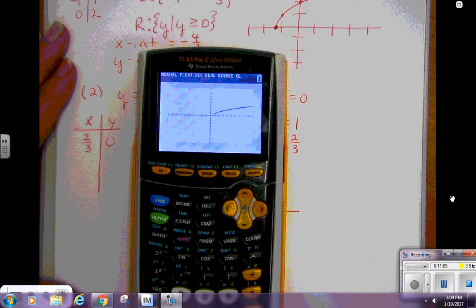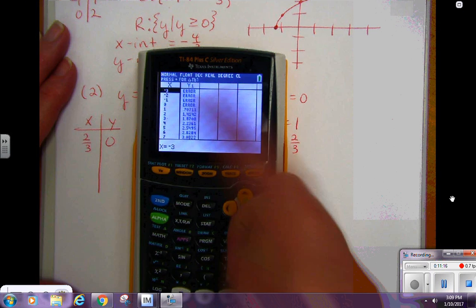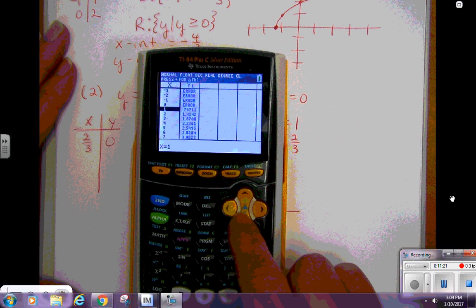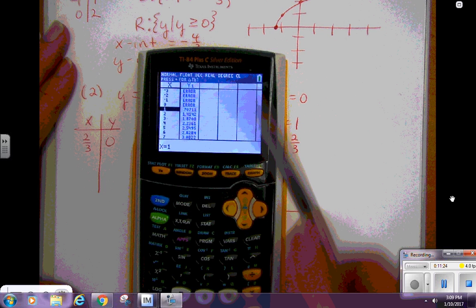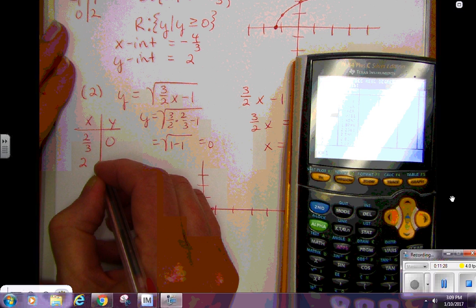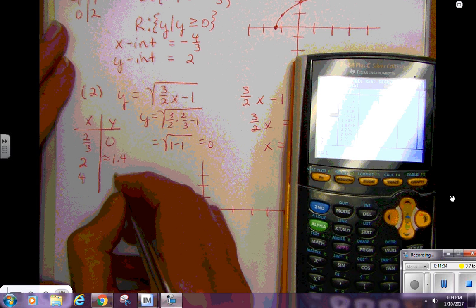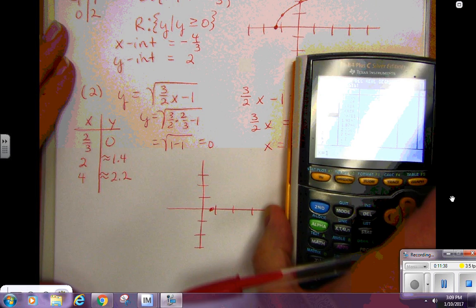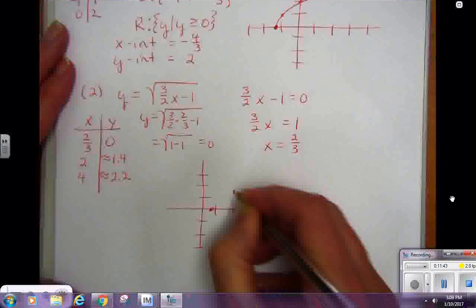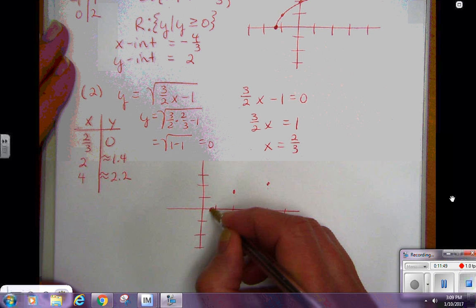And here's my graph, and looking at the table of values, all of my y's are decimals, and that's okay. I mean, that's just the way it's going to be. So you're not going to easily find some whole numbers for your y, so we can just use, for our graph, 2 and about 1.4, we can round it, and then 4 and about 2.2 for the y. So I'm just getting those off the table after I entered in the equation. So there's my graph.